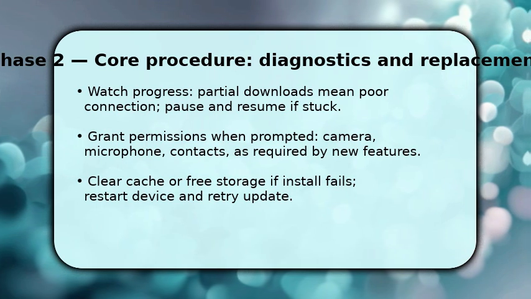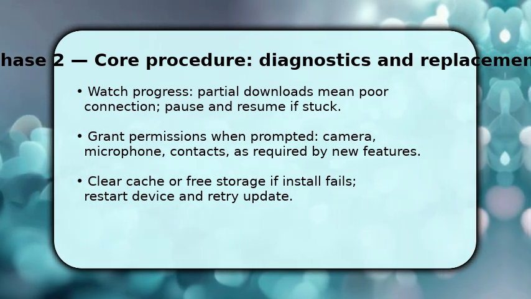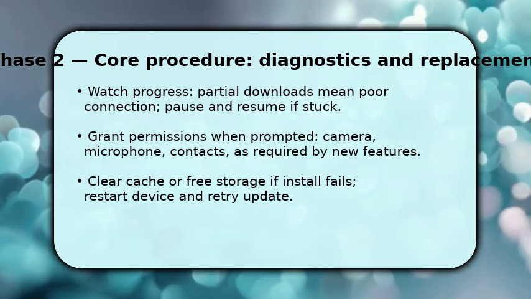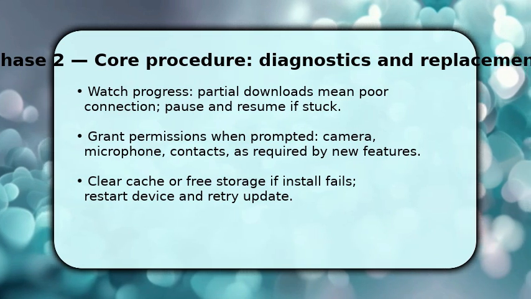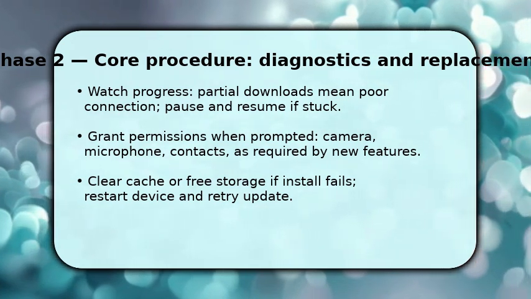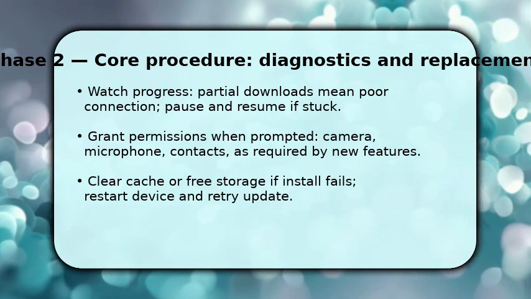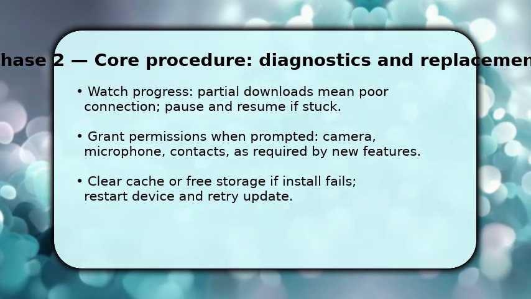If progress stalls or shows a partial download, pause and resume, because most failures stem from unstable Wi-Fi. When Messenger asks for new permissions, grant only what the new features need: camera for video, microphone for calls, contacts for syncing, and understand why each is requested.